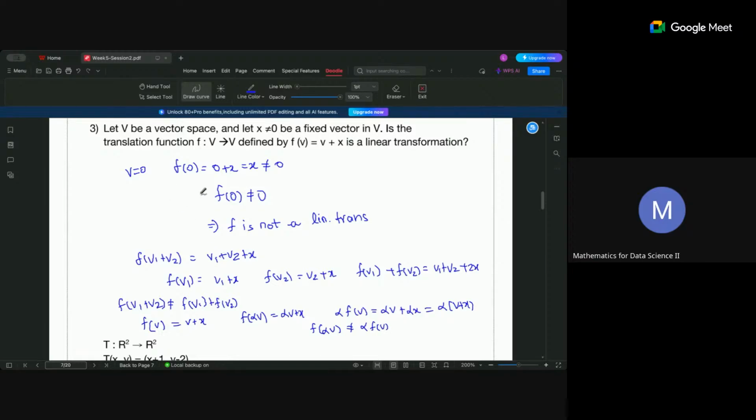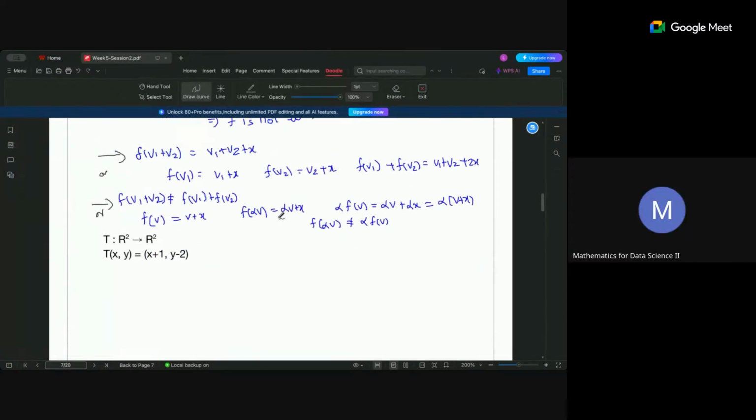So either you can use this, or this, or this. That is sufficient. If you want to use everything, that is up to you. But one condition is enough to say that this is not a linear transformation. If one of these fails, then you know that it is not a linear transformation. Clear? Yes, ma'am.